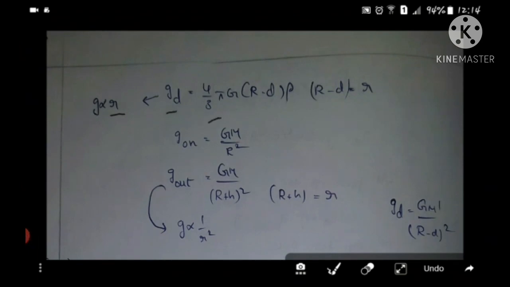In g depth, we know already, it is 4 by 3 pi G r minus d into rho. Here r minus d is equal to r, and g on the surface is equal to GM by r square. G out of the earth is equal to GM by r plus h whole square. Here g is proportional to 1 by r square. R plus h is equal to r. Therefore g depth is equal to G M dash by r minus d whole square. Here we know that M dash is equal to 4 by 3 pi r minus d cube into rho, so that we can get this.